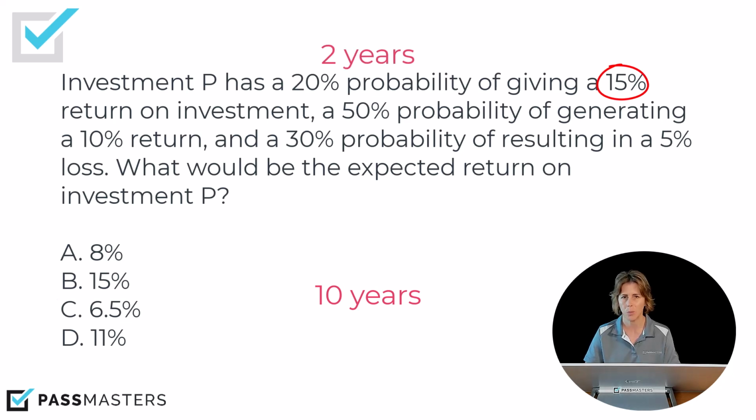So that's why we took the 15% times 20%, a 10% return for 5 of the 10 years. That's why we took the 10% times 50%, and suffered a 5% loss for 3 of the 10 years. So we took the -5 times 30%. So you multiply those out, add them together, and that gives you the expected return.